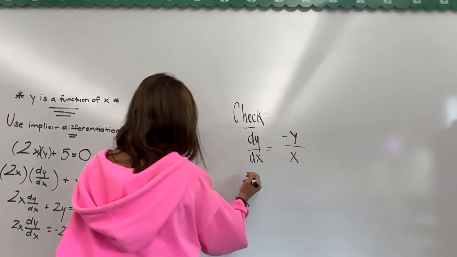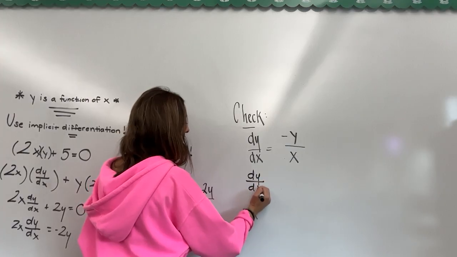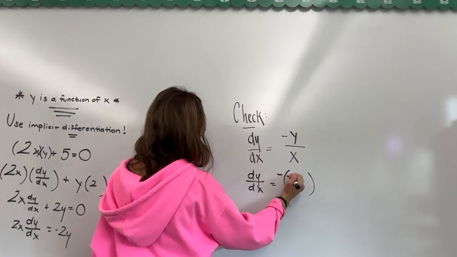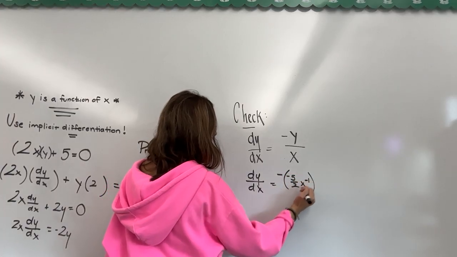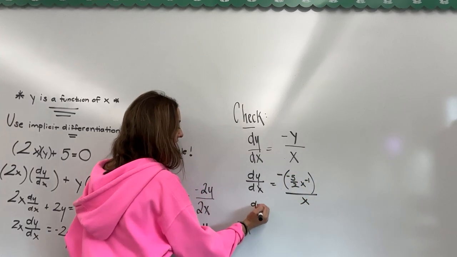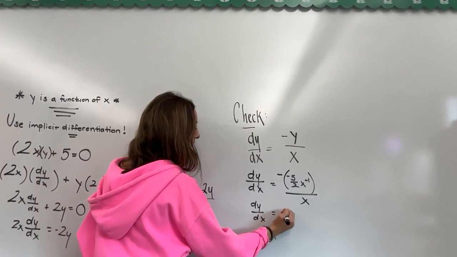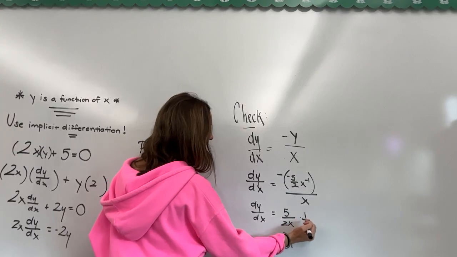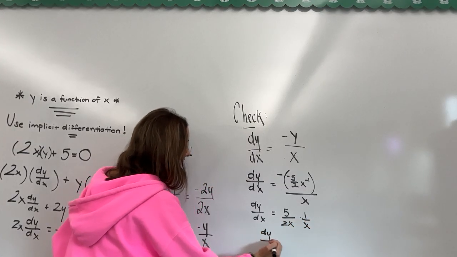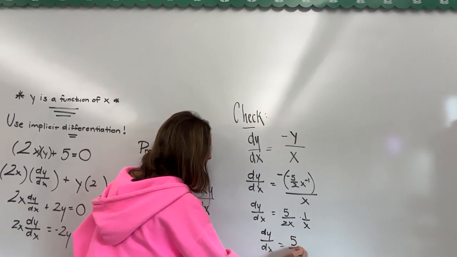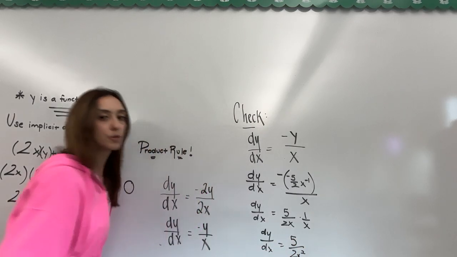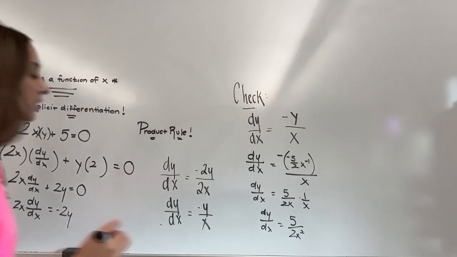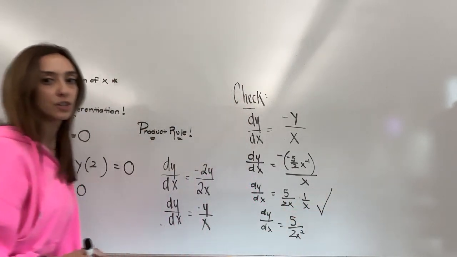So we found dy dx. Again, I'm substituting in what we got for y earlier, but with the opposite sign. I have negative of negative 5 halves x to the negative 1, all divided by x, which becomes 5 over 2x. Dividing by x is the same as multiplying by the reciprocal. So I get dy dx is equal to 5 over 2x squared. Regardless of our approach, we end up in the same spot. Both of our derivatives are 5 over 2x squared, so we can prove that implicit differentiation works. It's a check.